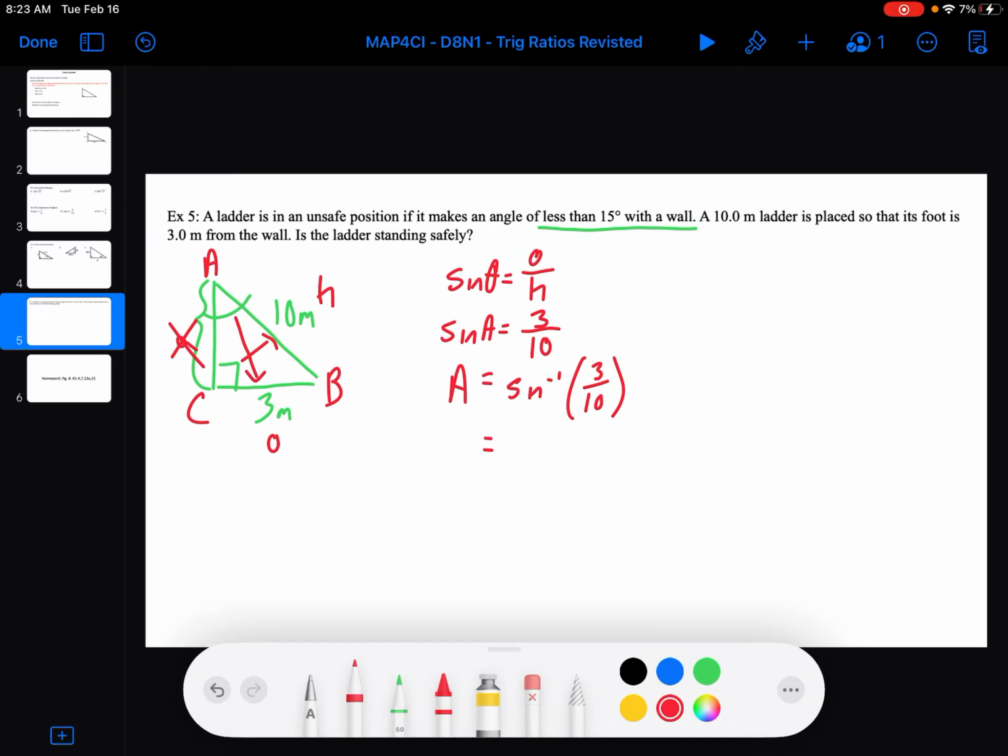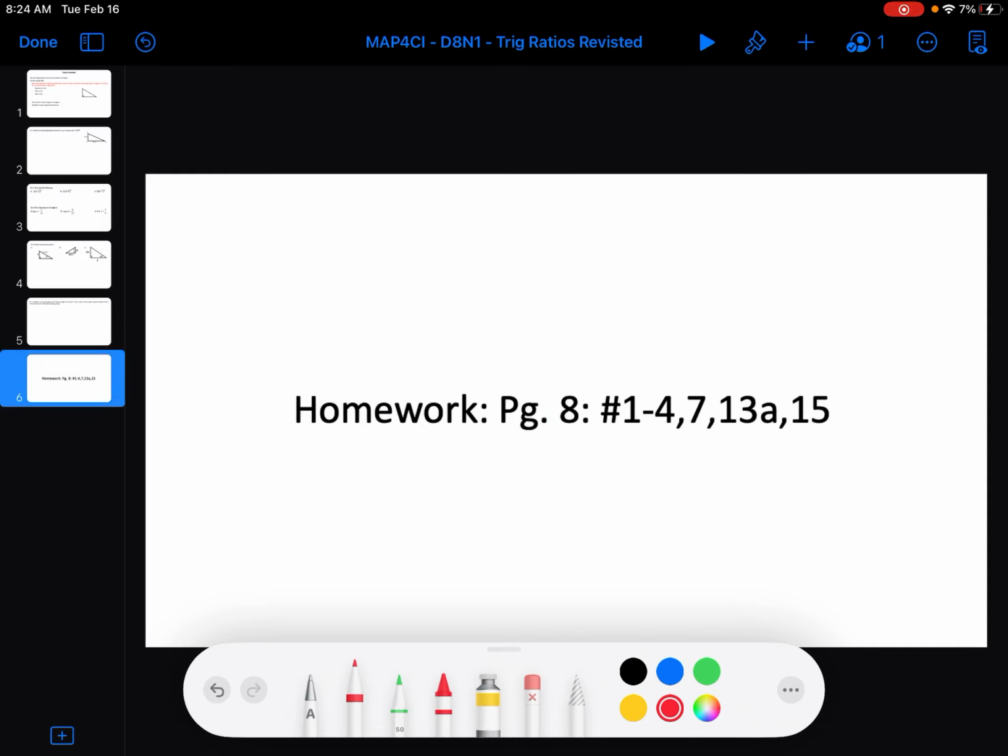And then we're just putting that number into our calculator. So 3 divided by 10. And then we're doing the sine inverse. You should get 17 degrees. Okay, and we're always just going to round to the nearest degree. So if the angle is less than 15, it is unsafe. Therefore, this is safe. It's 17 degrees. Okay, and here's some questions to try with this.